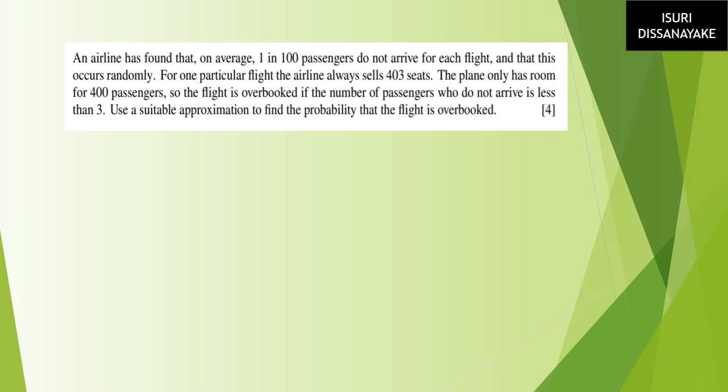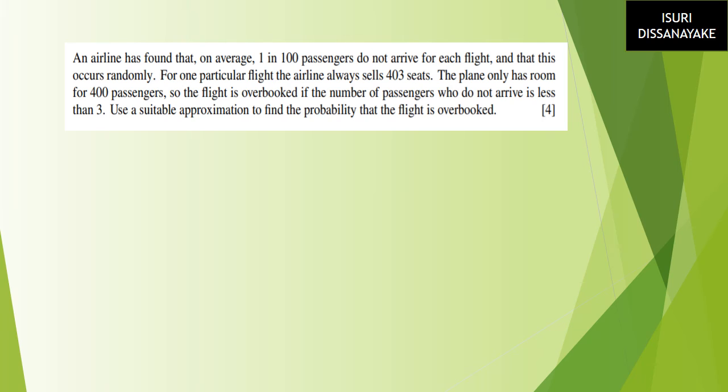This is an example as well as a past paper question. An airline has found that on average, so the word on average says it's Poisson, 1 in 100 passengers do not arrive for each flight, and that this occurs randomly. Again, the word randomly says it's Poisson. For one particular flight, the airline always sells 403 seats. The plane only has room for 400 passengers.